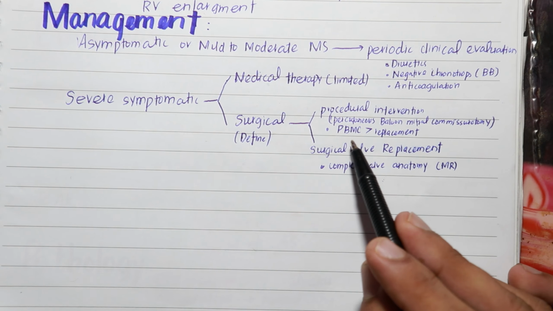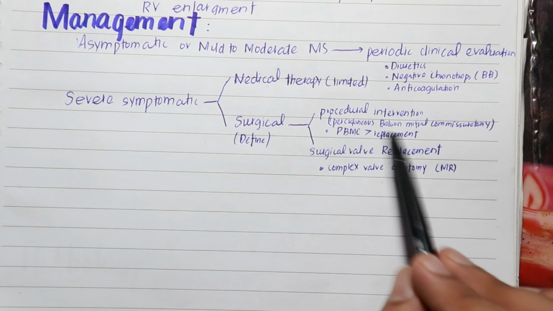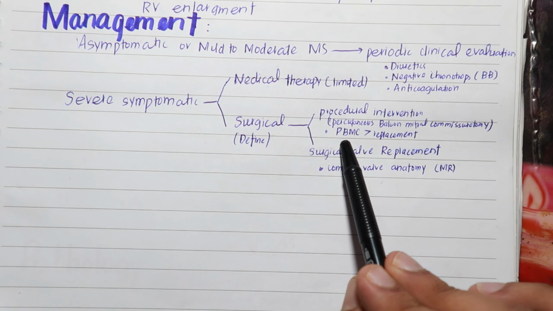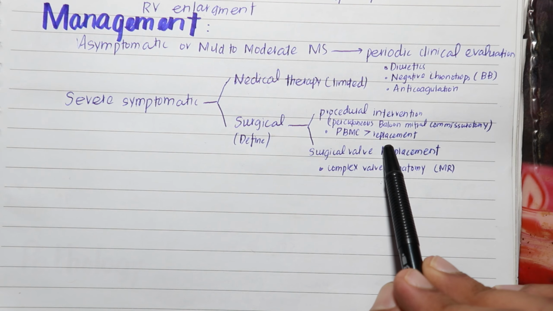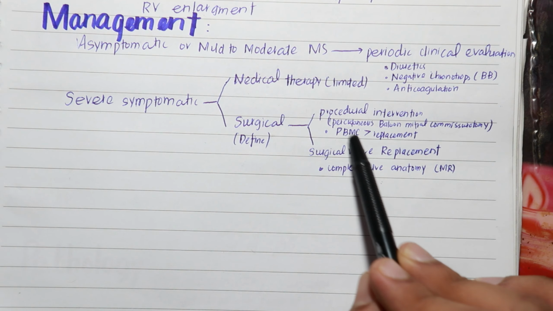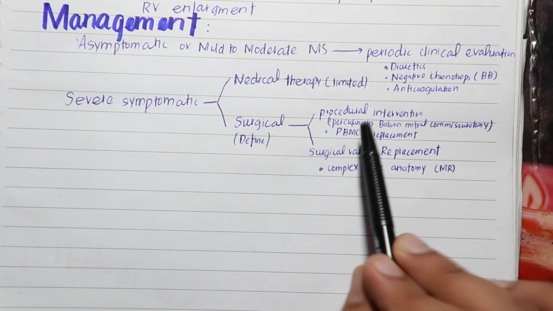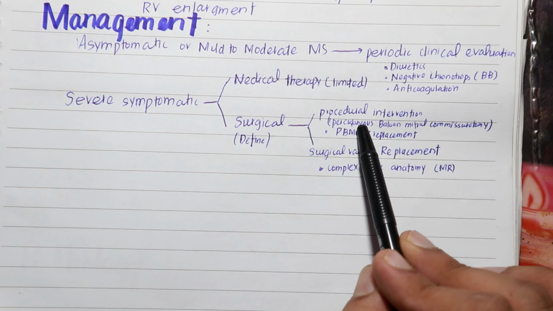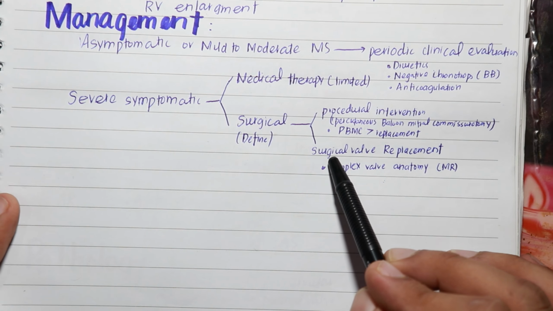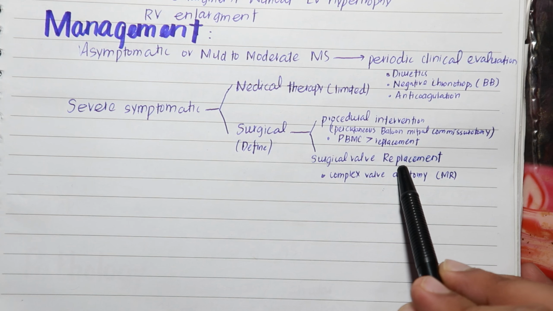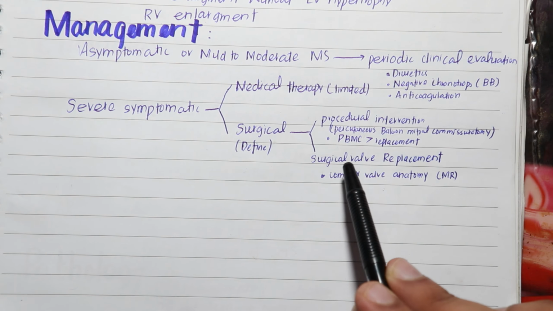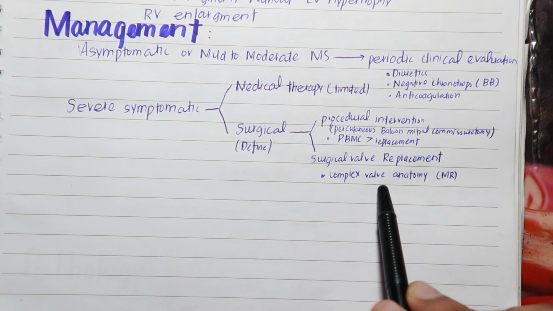So it is preferred over replacement. This procedural intervention like PBMC is preferred over replacement. If you have two options, either replace the valve or do this procedure, you will have to prefer this one because it has fewer complications comparatively. And now the other definitive treatment is surgical replacement. If there is complex mitral stenosis, where the anatomy of the mitral valve is different, then your choice would be surgical valve replacement for complex valve anatomy.